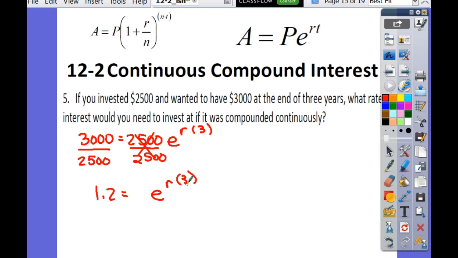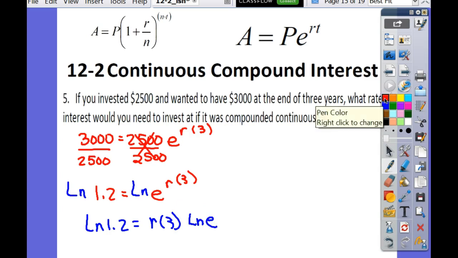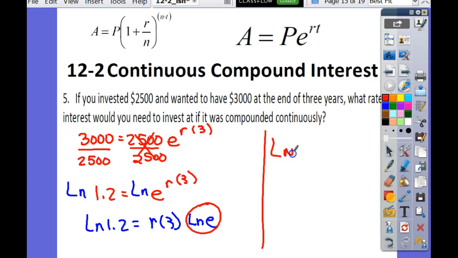What are you going to do next? And then you use the power rule. This is equal to 1. 1 times 3 is still 3. So this is ln 1.2 equals r times 3. What do you do last of all? What is the final answer?